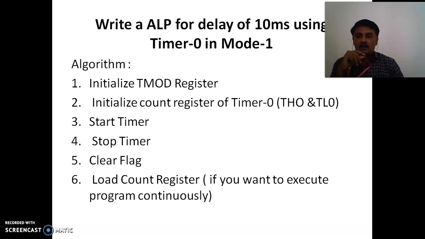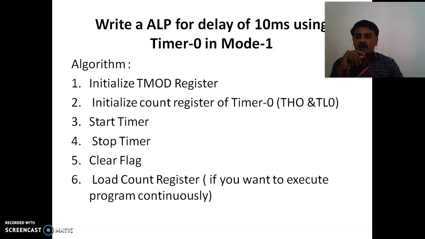Before writing any assembly language program or any program, we need to have an algorithm. So this is what we are going to discuss today. Write an assembly language program for a delay of 10 millisecond using timer 0 in mode 1. Right? So only timer 0 and mode 1 are in play here.